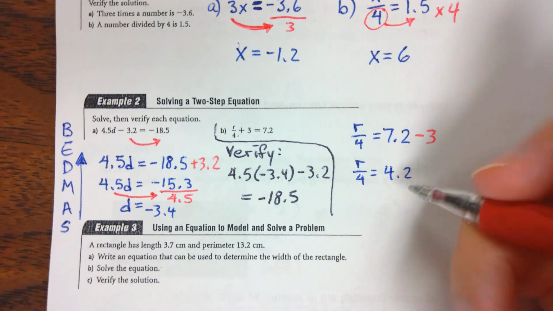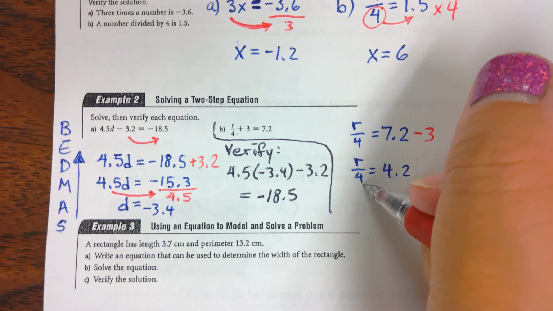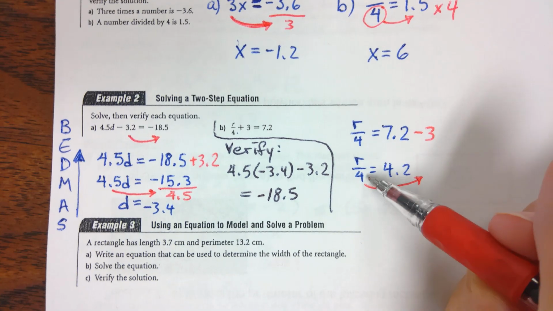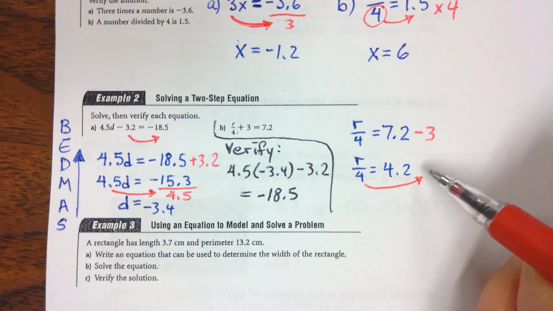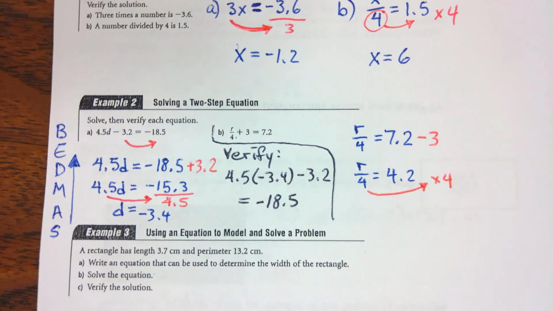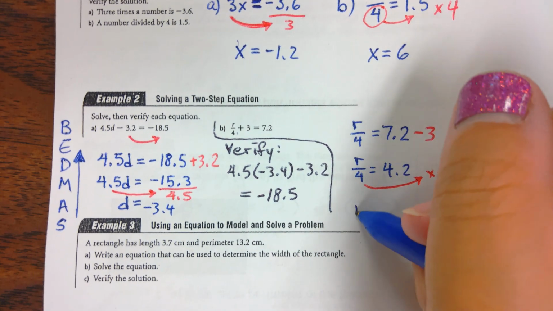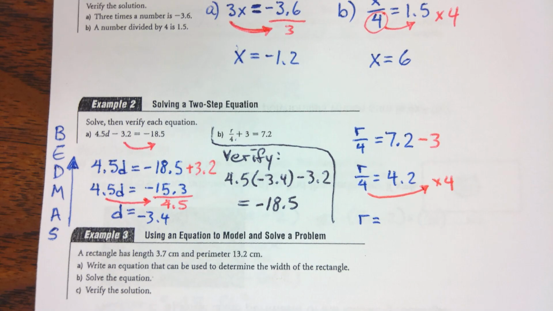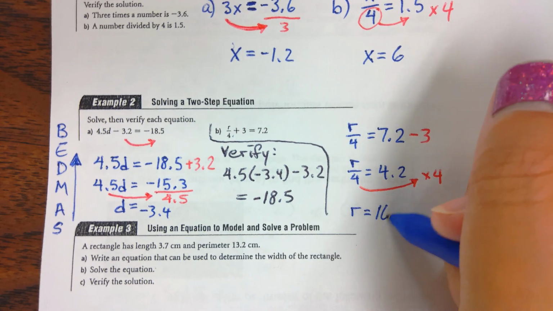Okay. And then so Emmy, for the 4, if I were to move it over to the other side, what's the opposite of divide 4? Yeah, times 4. That's right. So R equals 4.2 times 4. I get 16.8.